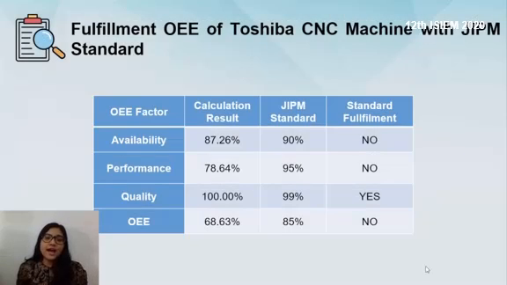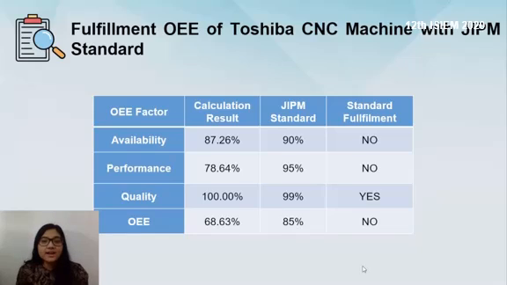The OEE value is compared with the world-class standard. These are the standards from the Japan Institute of Plant Maintenance. The standard for availability is 90%, for performance is 95%, and for quality is 99%. From the OEE calculation it can be seen that the availability, performance, and the OEE value are still under the standard from JIPM, but the quality complies with this standard.